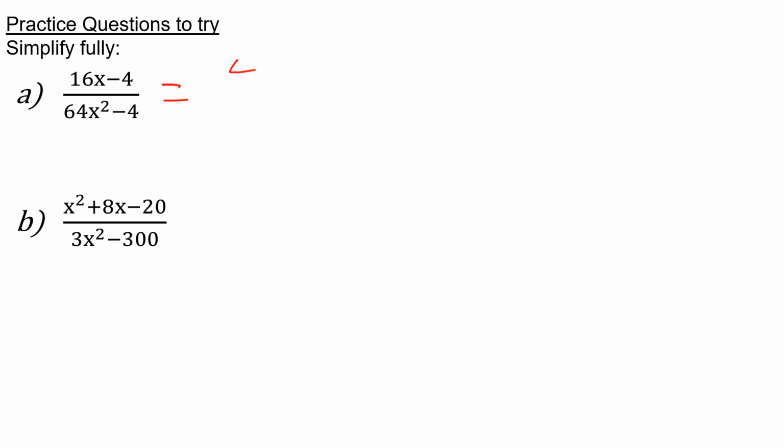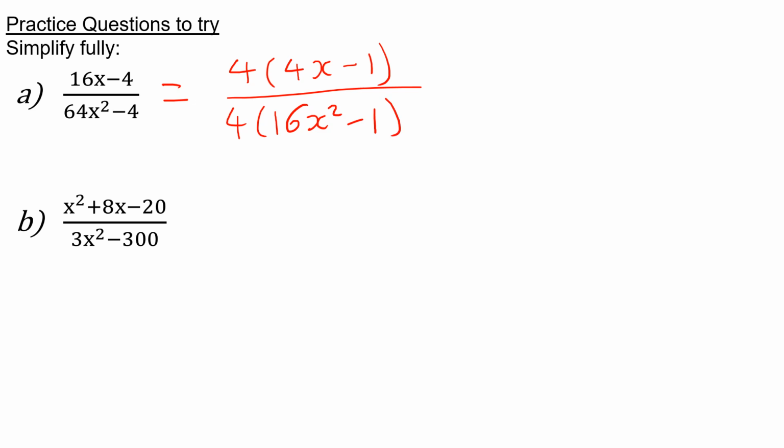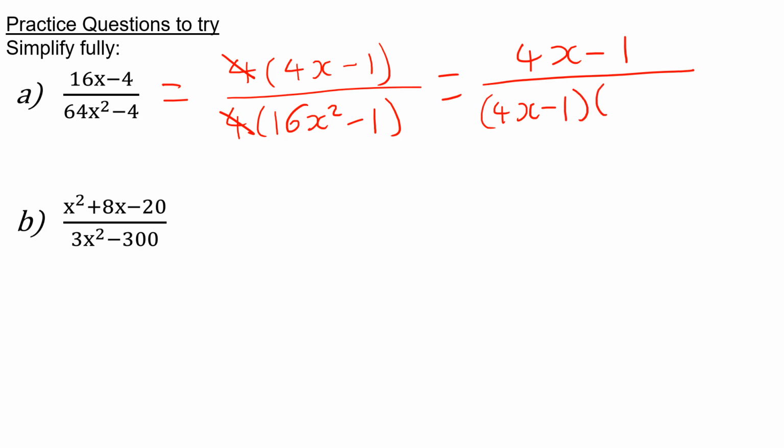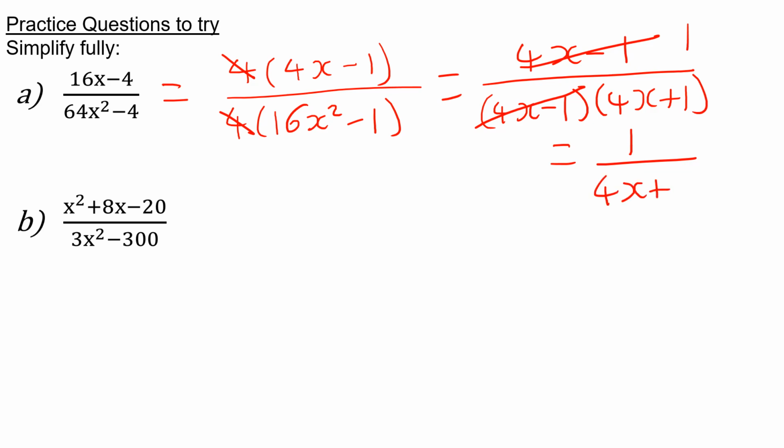Here I could take out a factor of 4 on the top, giving me 4x minus 1. On the bottom, I could take out a factor of 4, giving me 16x squared, take away 1. So the 4's can cancel out straight away. 4x minus 1 over difference of two squares, 4x minus 1, 4x plus 1. The 4x minus 1 factors will then cancel. So I have a final answer of 1 over 4x plus 1.